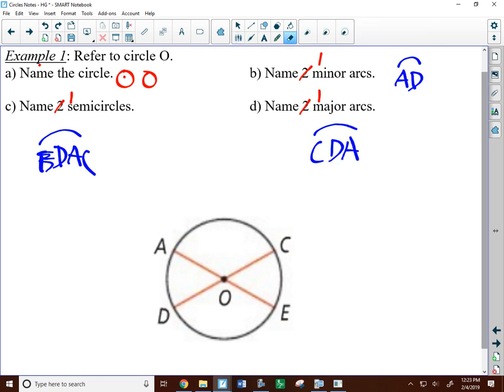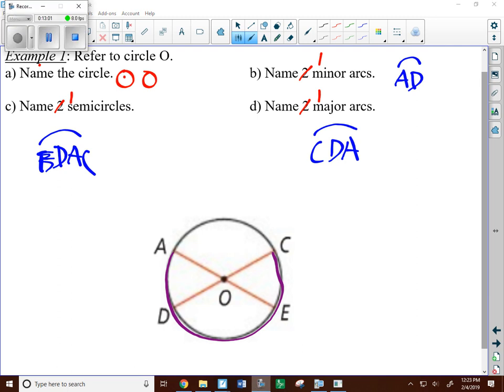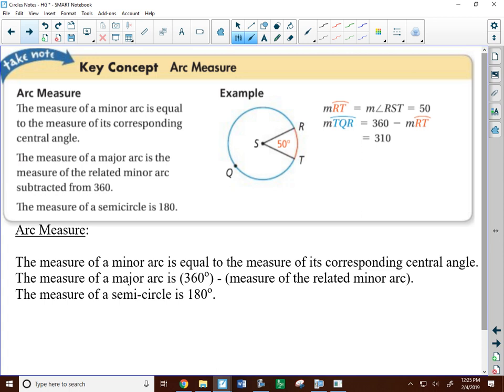Yeah, nice. That's a good one, CDA, because if you did the wrong order, CAD, that would be a semicircle. But CDA is a major arc. Any thoughts on those? Okay, so let's keep moving to example 2.